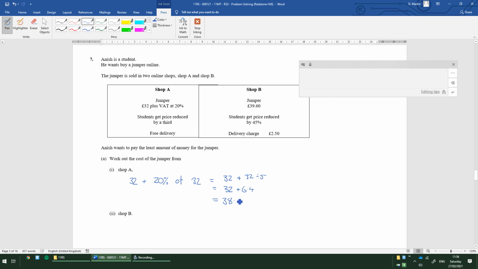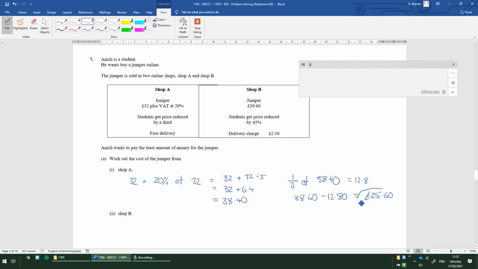But he gets the price reduced by a third. So we need to do 1/3 of £38.40. If we work that out, £38.40 divided by 3 is £12.80. And then it's reduced by, so we take that off, £38.40, take off £12.80. Gives us an answer there of £25.60. So for shop A, it's £25.60.